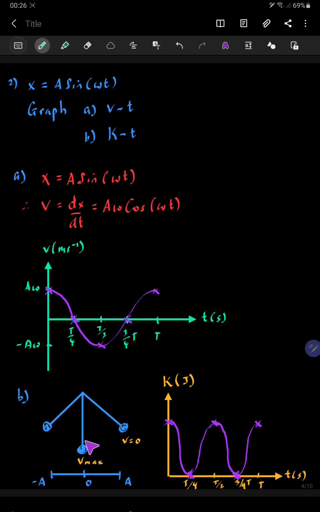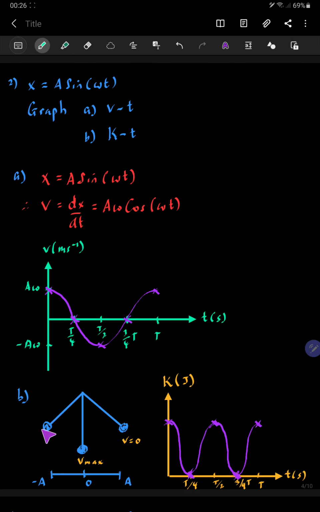Let's check it. Okay, first, it just starts at the equilibrium. At equilibrium, V is maximum, so we start with V maximum, and then the object reaches the amplitude, so V equals 0. Turn back to equilibrium, then it becomes maximum again. But remember, the motion now is directed to the left. That is why the speed is negative. Okay, and then reaching the negative amplitude, it turns back to be 0. At the amplitude, V equals 0.